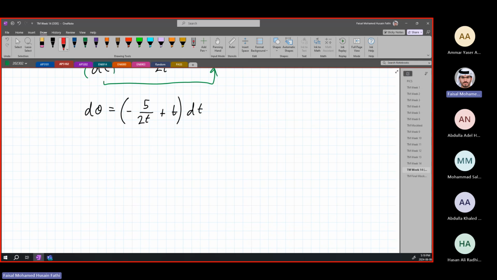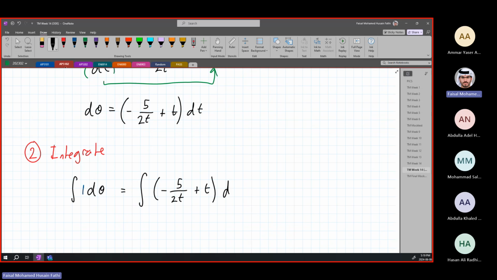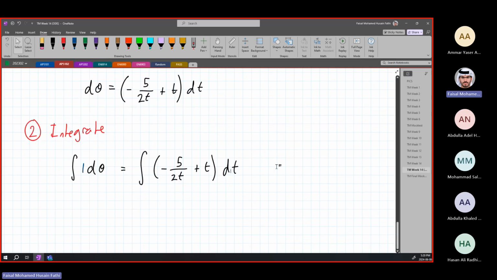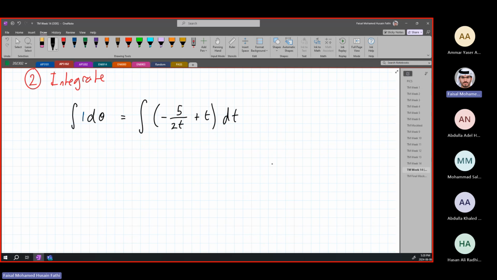We go to step 2, which is integrate both sides. So you will have the integration of d theta. Again, remember, when it's just d theta, that basically means it's 1 d theta, is equal to the integration of minus 5 over 2t plus t times dt. Integrating 1 in terms of theta is going to be just theta is equal to, integration over here is negative 5 over 2.